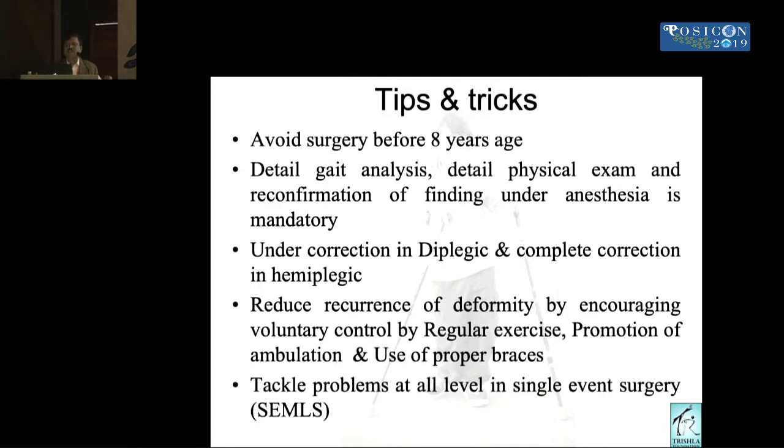Undercorrection is required in diplegic cerebral palsy, but we need complete correction in hemiplegic cerebral palsy. We have to make a detailed assessment of each and every joint, muscle and bone, so that we can correct each deformity in a single-setting surgery, that is known as single-event multilevel surgery. Reduce recurrence of deformity by encouraging voluntary control through regular exercises, promotion of ambulation and use of proper braces. Tackle problems at all levels in a single-event surgery.